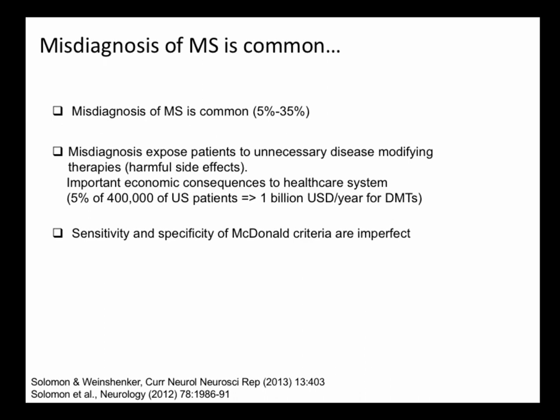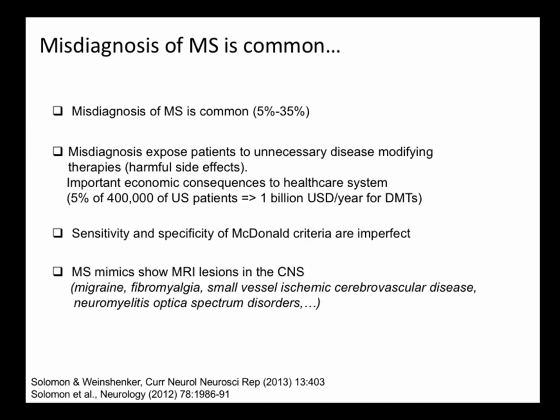So we know that these criteria are imperfect. And that's partly because although MR is very sensitive, it's not specific. Many other conditions will show lesions in the brain like I showed you. Could be migraine, could be fibromyalgia, could be small vessel ischemic disease, could be NMO.